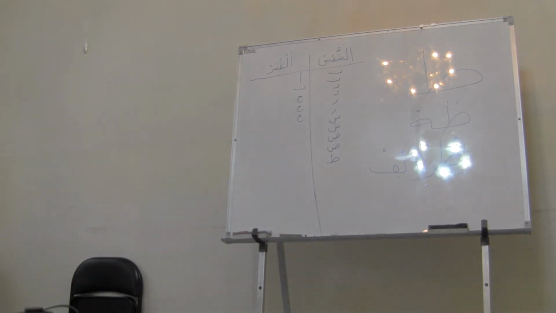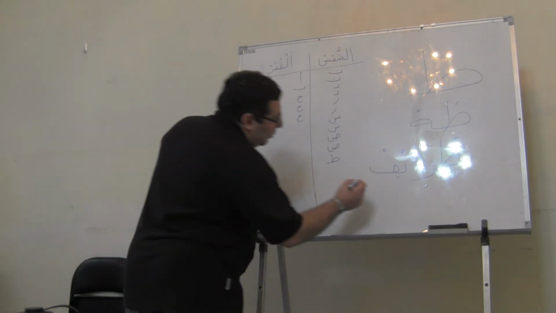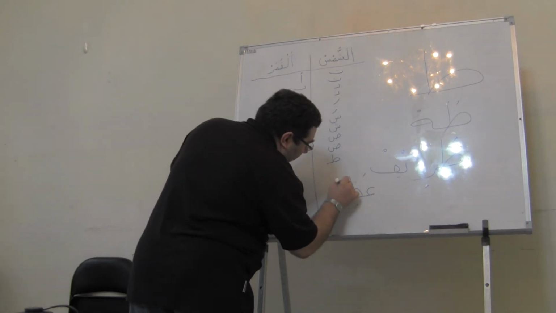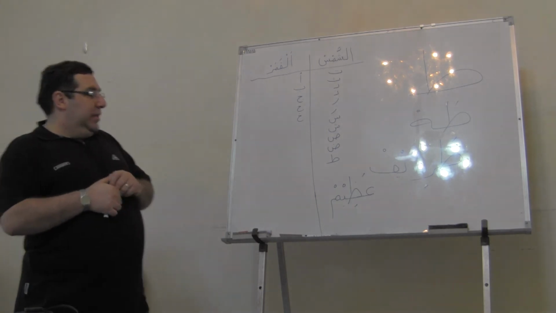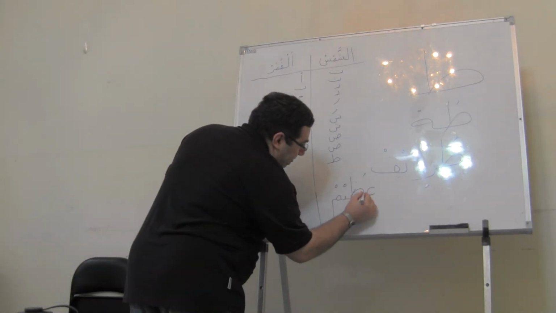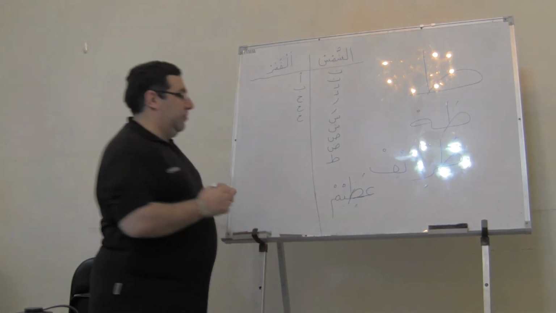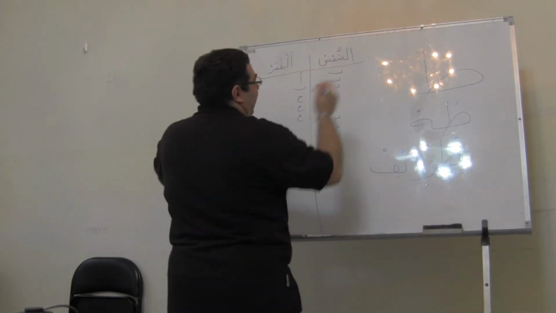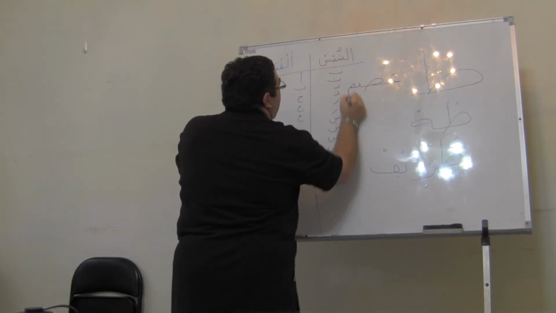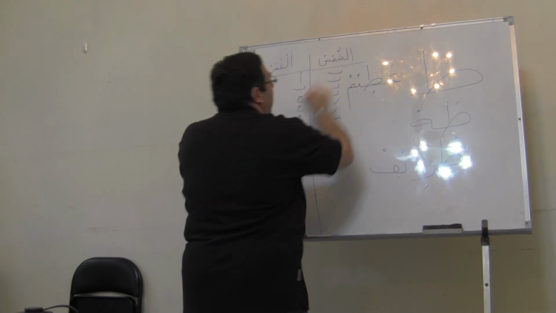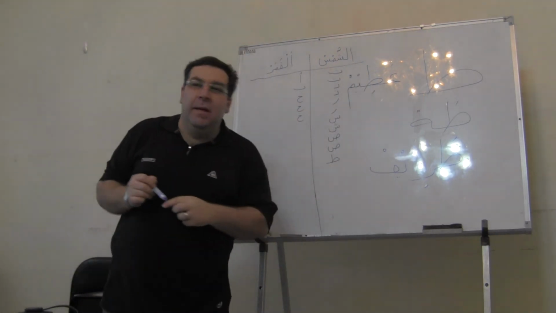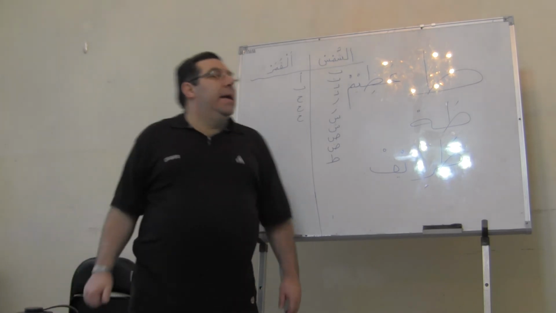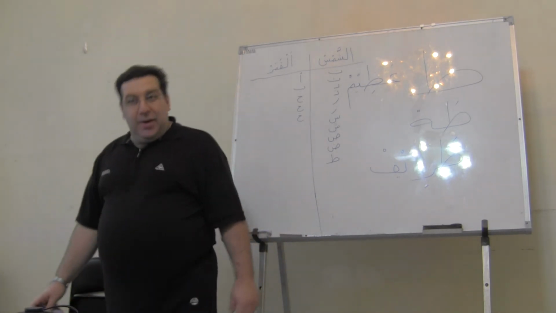And when this va is in the middle of a word, it is Ain, va, ya, mim, azim. Azim means big or great.